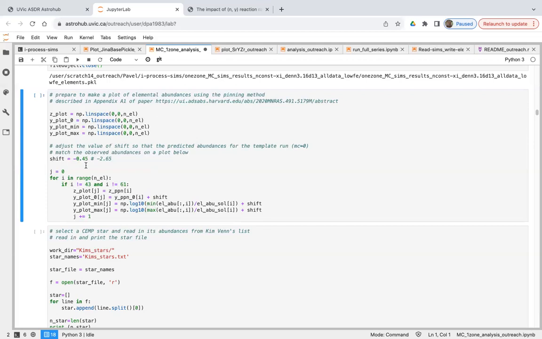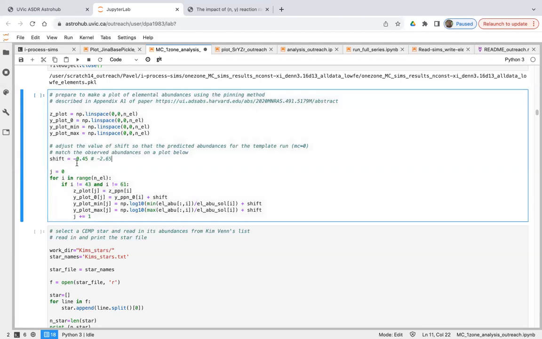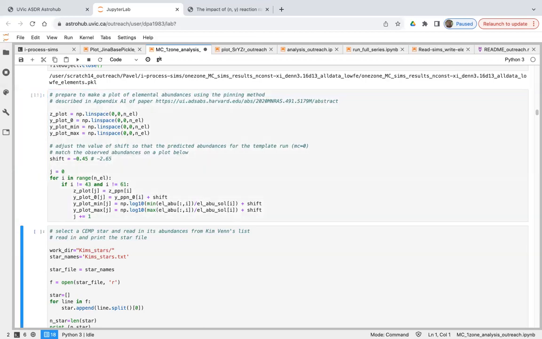So if you see that the fit is not good, you can change this parameter back here in this cell, and then make a plot once again below. So here, yeah, I have the right choice of the shift for this neutron density.